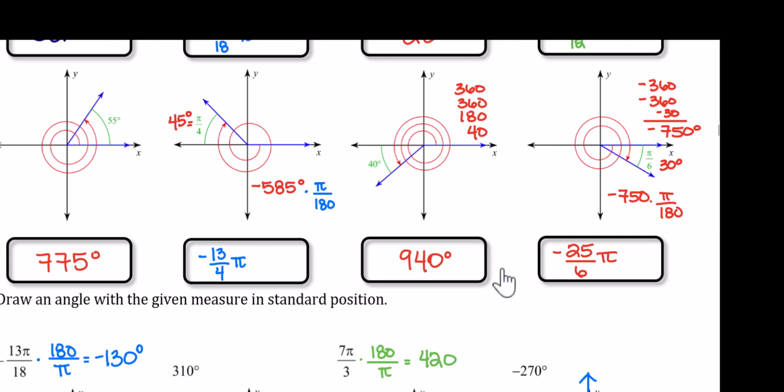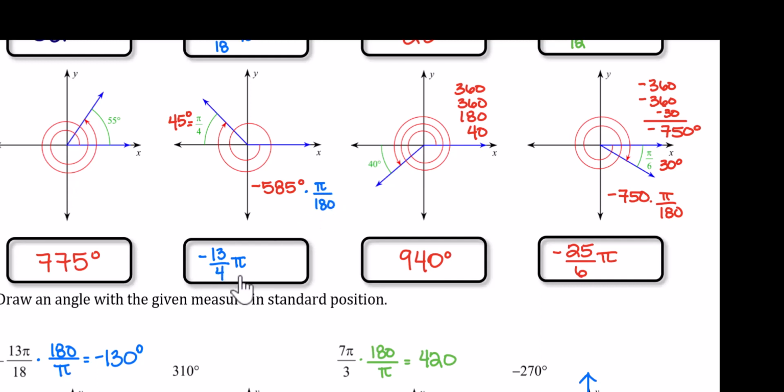All right, here are my solutions. So right here, I changed pi over 4. I changed that to 45 degrees. And then here, this was negative 360 minus 180, and then an additional 45 degrees. So that gave me negative 585. So what I want to do is I want to say, okay, well, the answer was negative 585 degrees, but I want this measure in radians. So I had to convert pi over 180. Then I got negative 13 over 4 pi once I simplified.